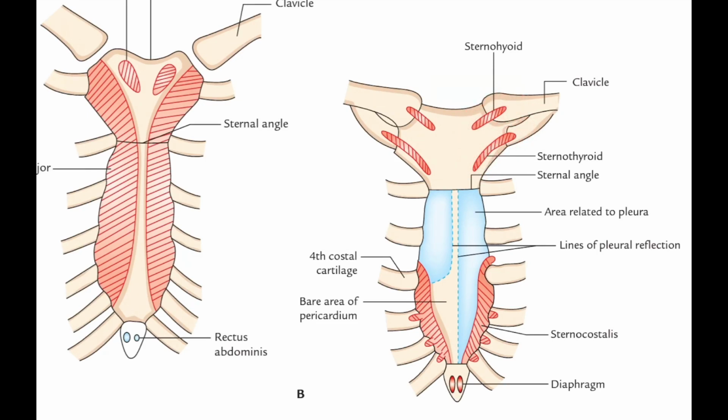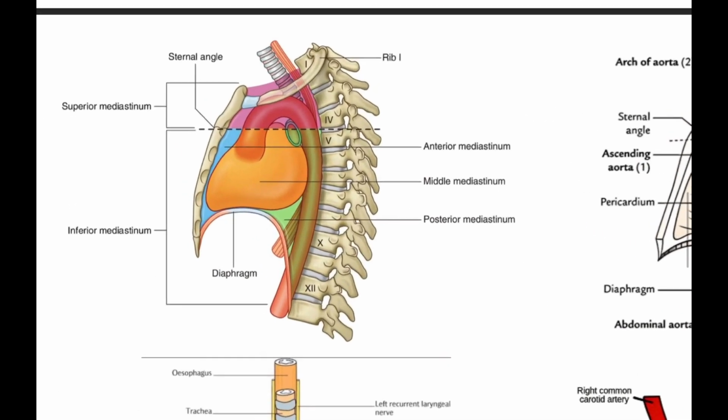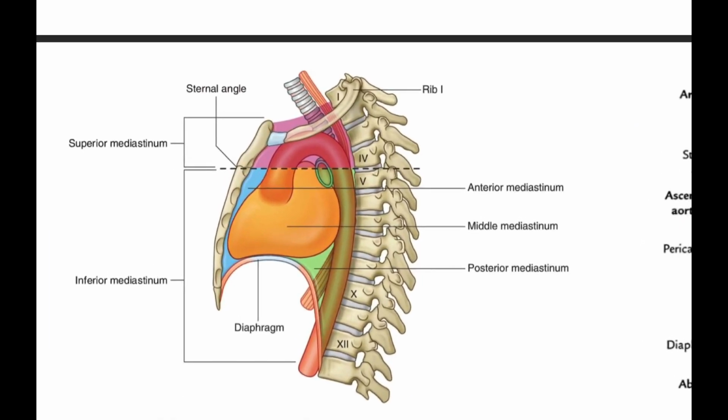The lower half of the manubrium sterni is related to the arch of aorta. Here you can see this is the posterior surface and its lower half. It is related to the arch of aorta, and the upper half is related to the 3 branches of the arch of aorta. The first branch is the brachiocephalic artery, the second is the left common carotid artery, and the third is the left subclavian artery.